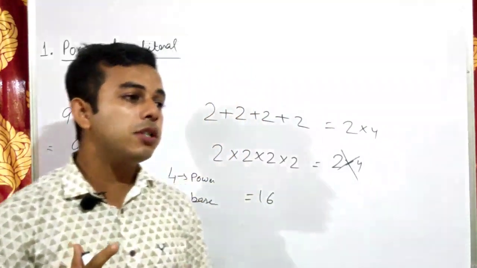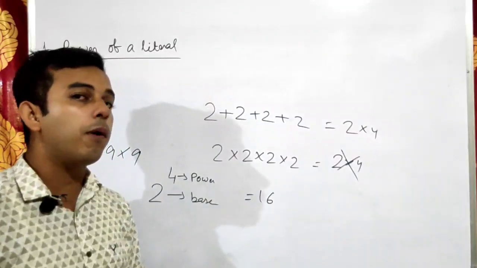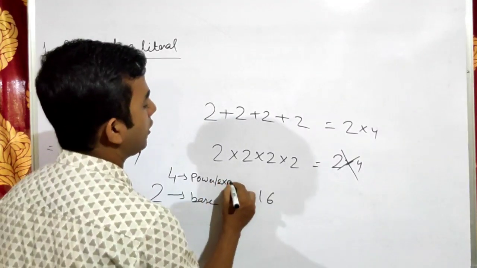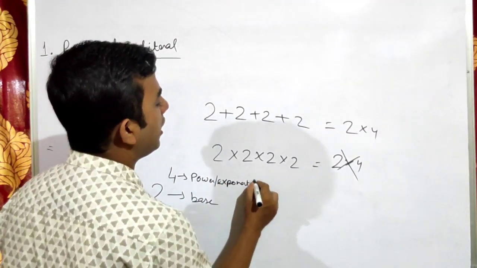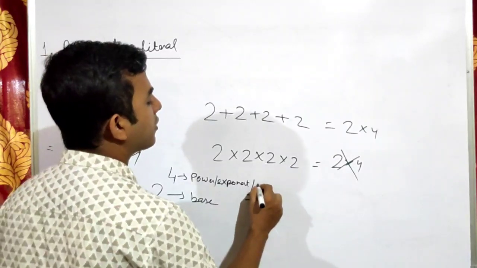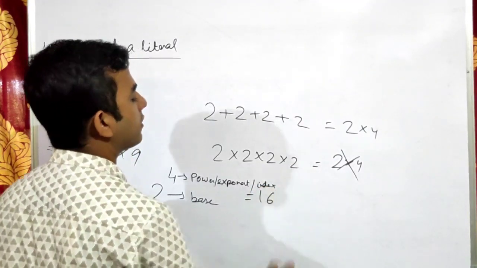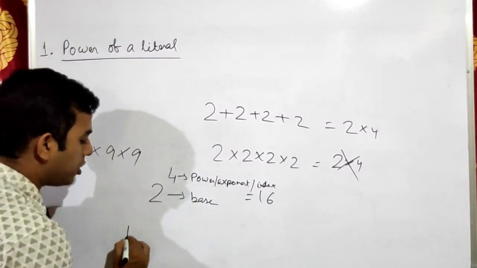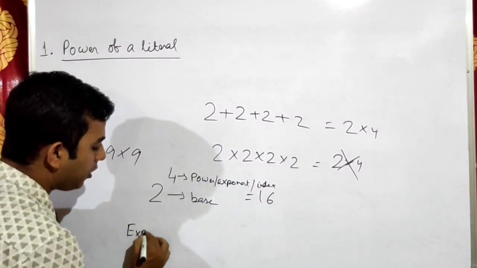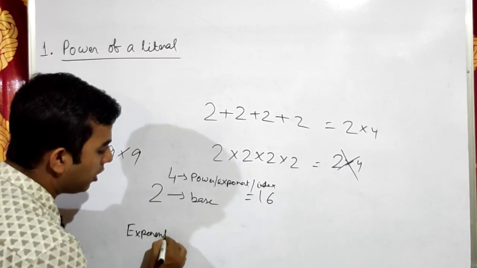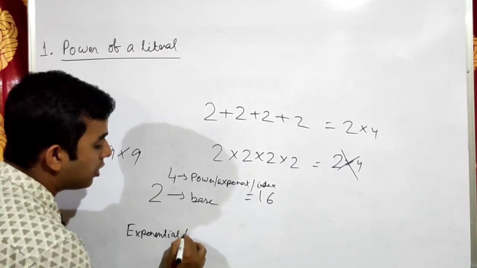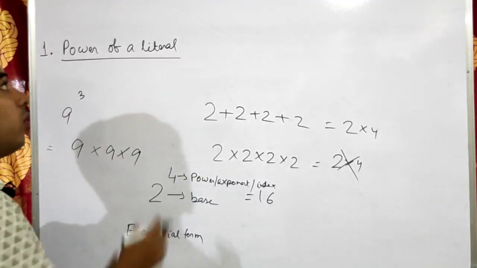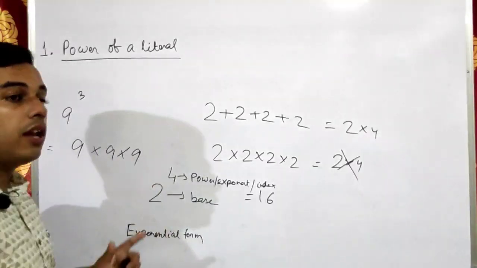Okay, why exponential form? Because the other name of power is exponent. One more name is there, index. This form is known as exponential form. Clear? Okay, now here power of a literal means what?